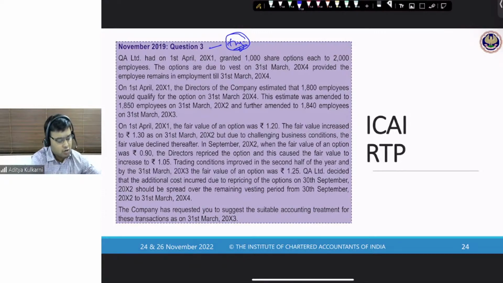Tomorrow first we'll be starting with Ind AS 33. A disclosure standard, which is important in terms of computation, but there will be no debit credit. Lot of maths and maths related calculations.